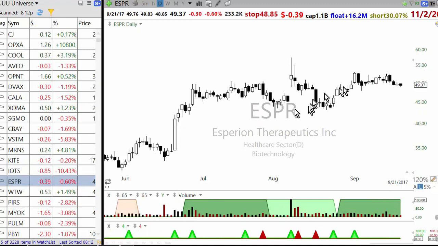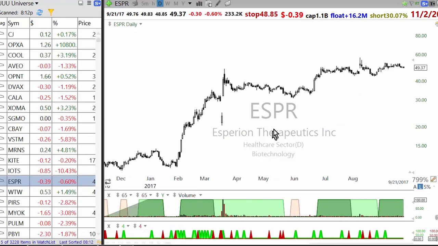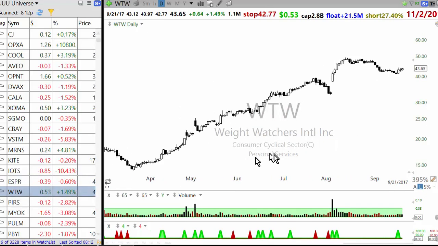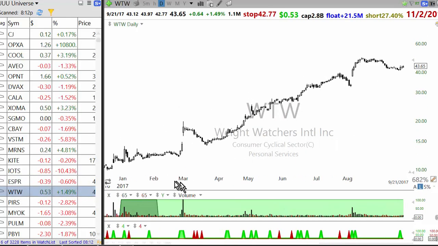So Esperion, again, the stock made this big move, went sideways, and then is going up. Okay, Weight Watchers, again, a very strong stock.